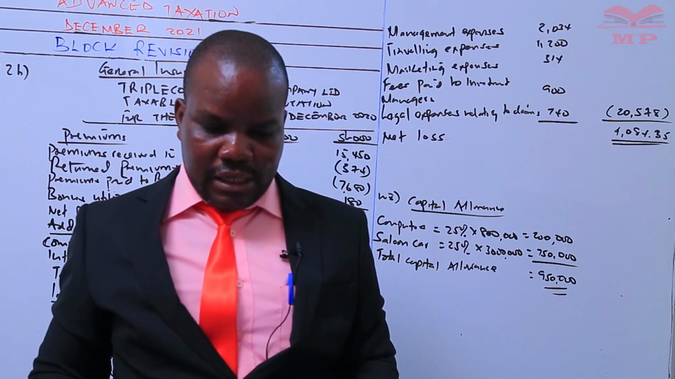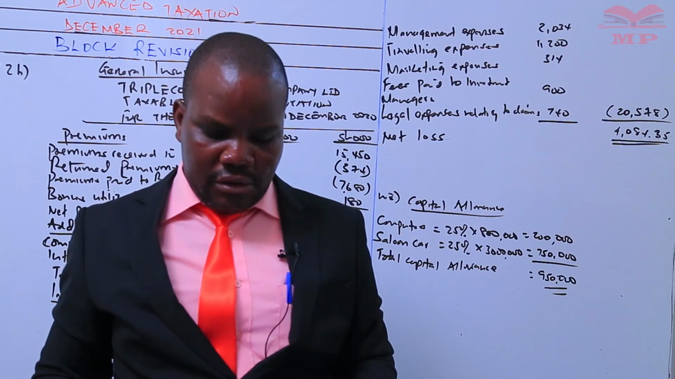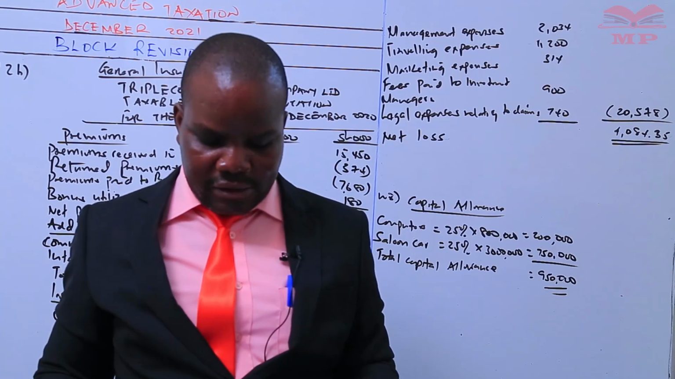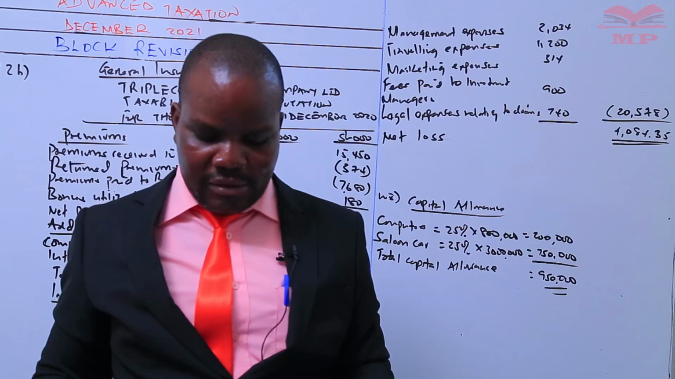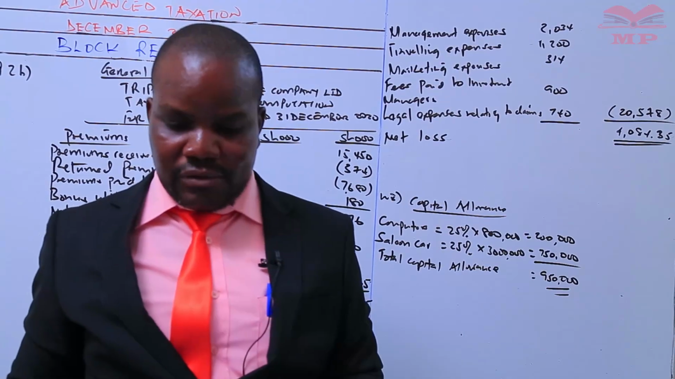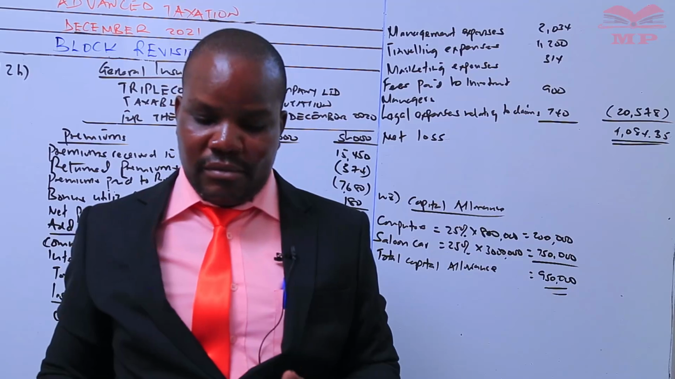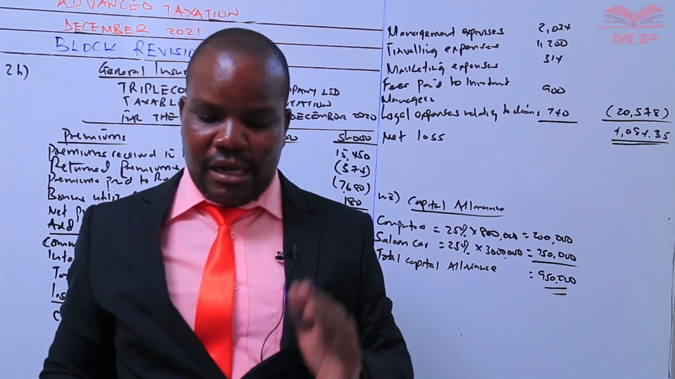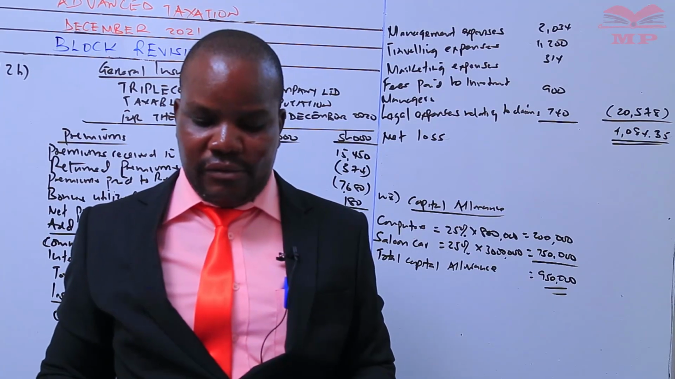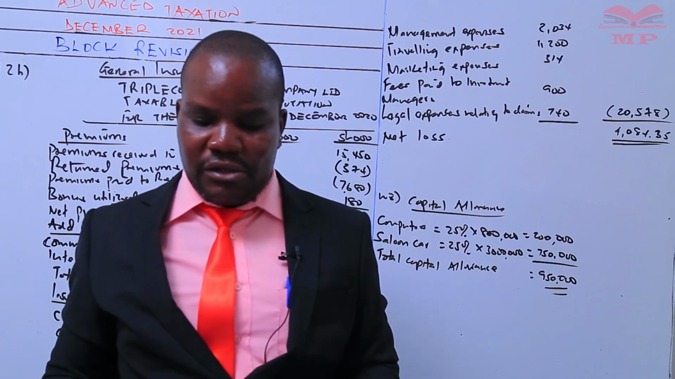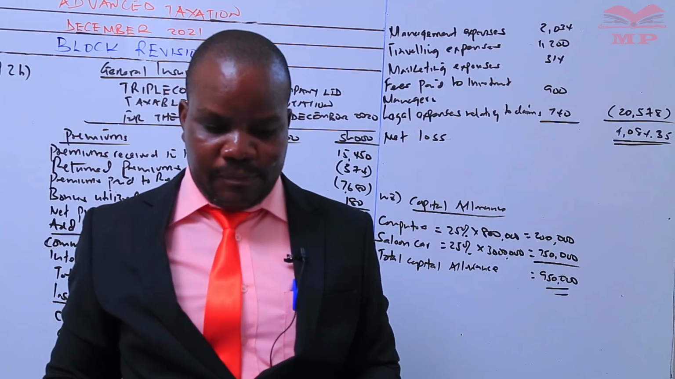So we shall say that the question does not want us to determine tax liability, but for illustration purposes, we can do it. That is under general insurance. Remember, the firm here has general insurance and life assurance. So we should move therefore to life insurance or life assurance business.